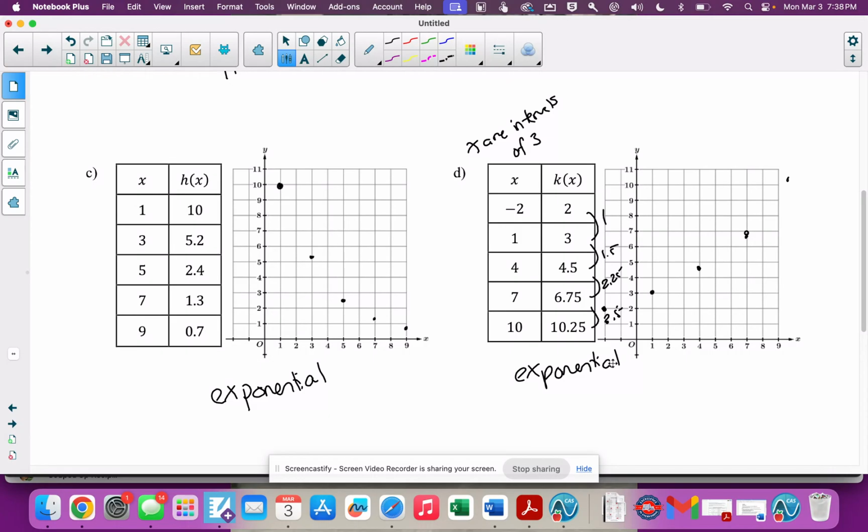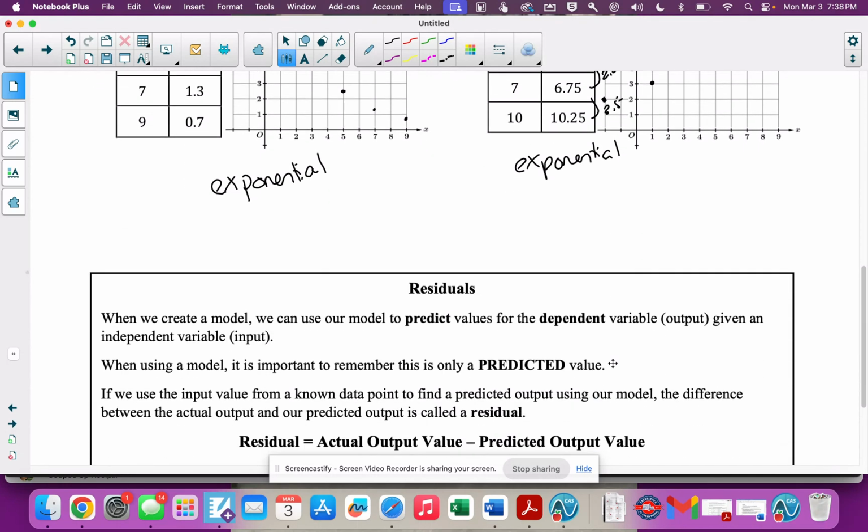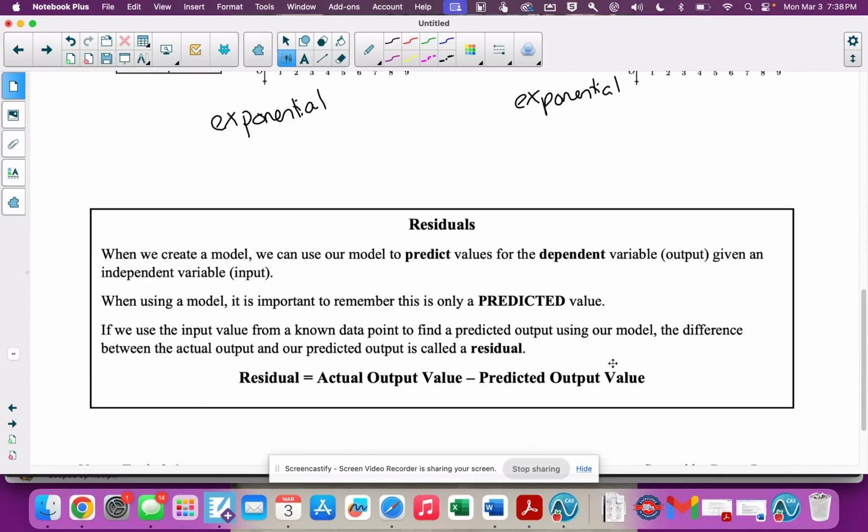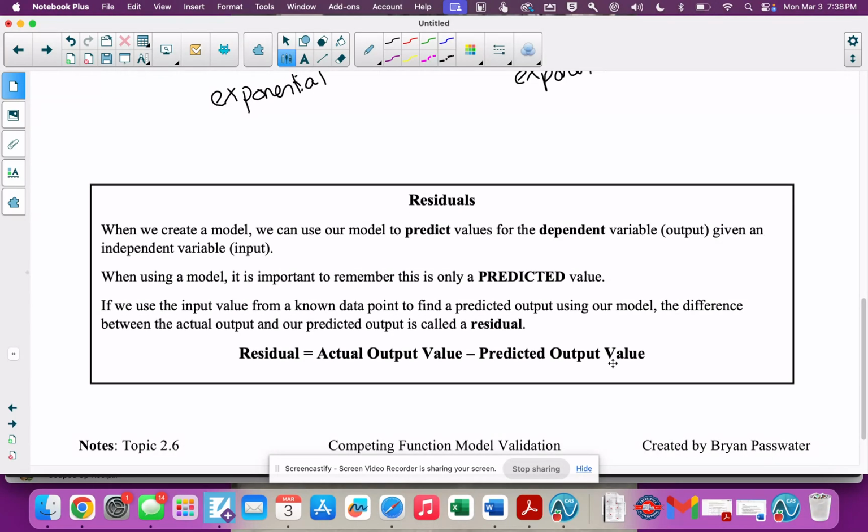Okay, so again, we know how to do regressions. We know how to do them in the calculator. We know how to do them in Desmos. So the big thing, again, that we're going to go back over today is residuals. Okay, so the big thing about residuals, it is the actual output value, whatever data point you're given, right? And specifically, since it's the output, it is the y value of whatever data point you're given, minus your predicted output value, and that's whatever is from your prediction line, right?